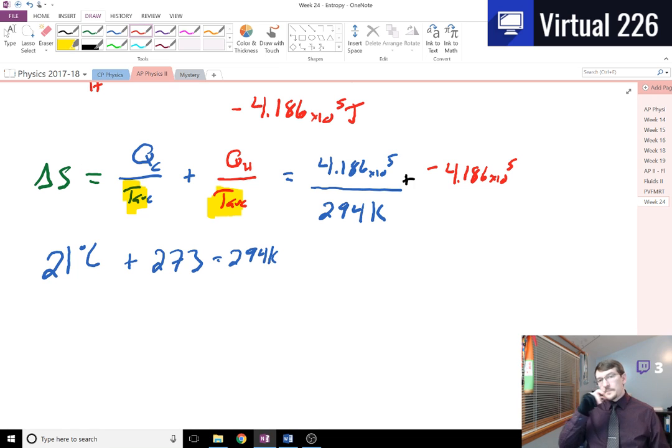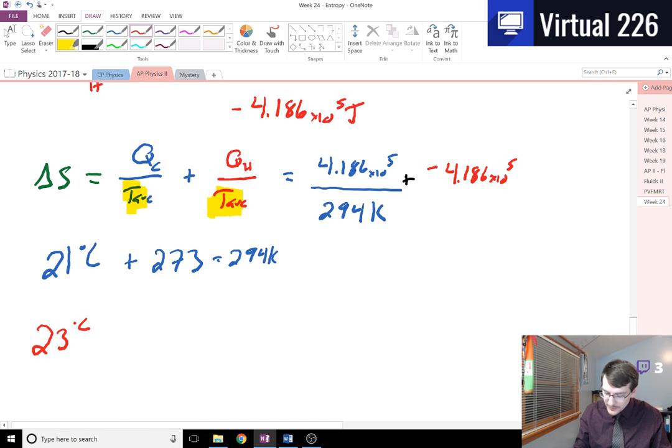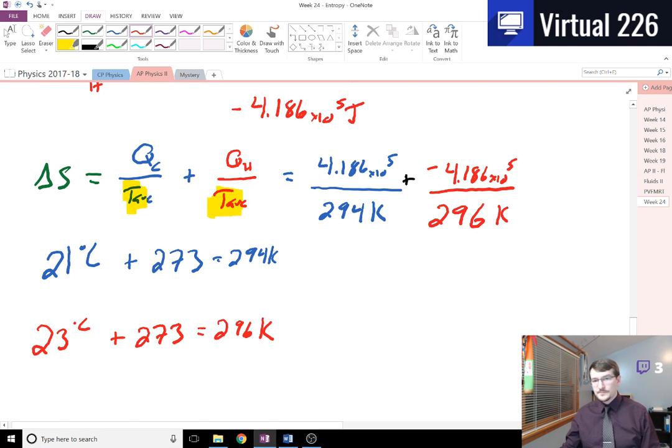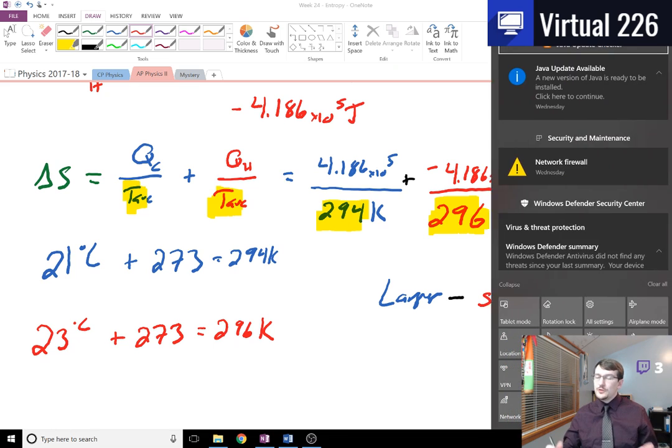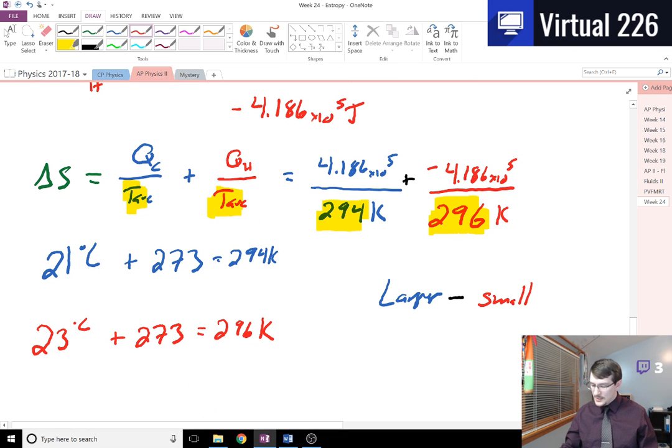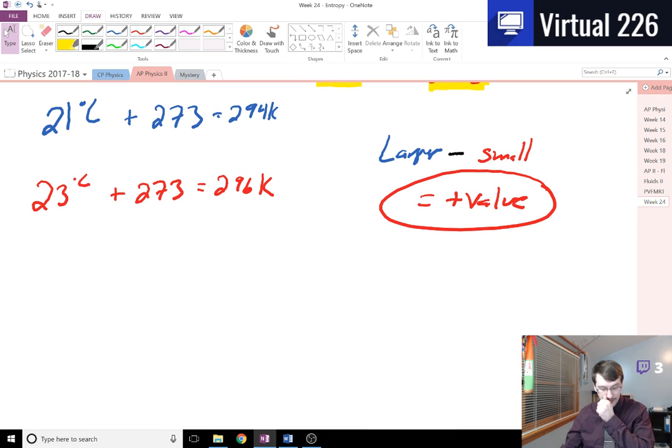Okay, well that's not crazy. But for the hot water, it went from 24 to 22, which meant its average temperature was 23 degrees Celsius. If we add 273, we get 296 Kelvin. That's its average temperature, 296 K. Now if we look at this, because our hot has a higher denominator than the cool, it's actually a smaller number. What we have here is a large number, well, a larger number, minus a small number. Well, if we have a large positive minus a small value, then you are going to get a positive value, which means that you are actually going to be increasing your entropy here.